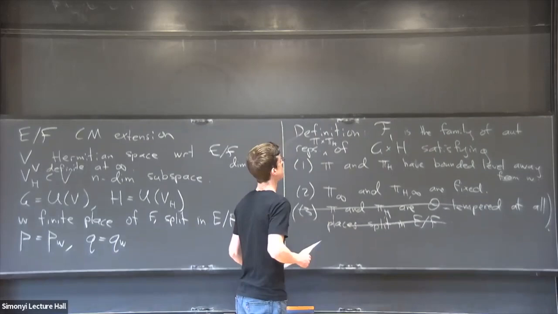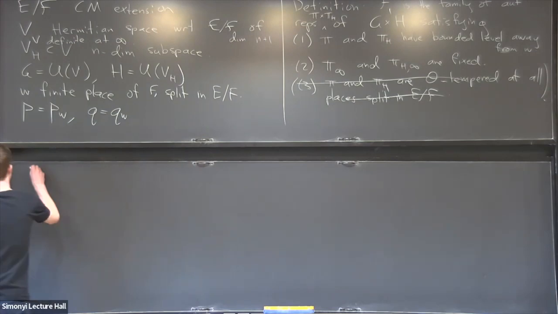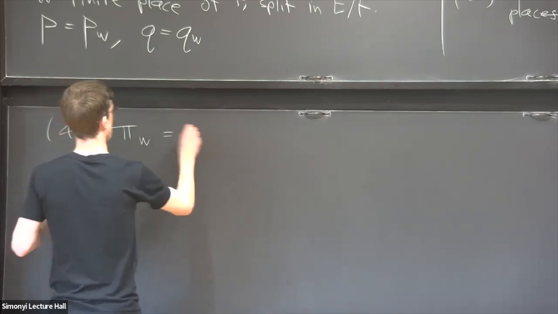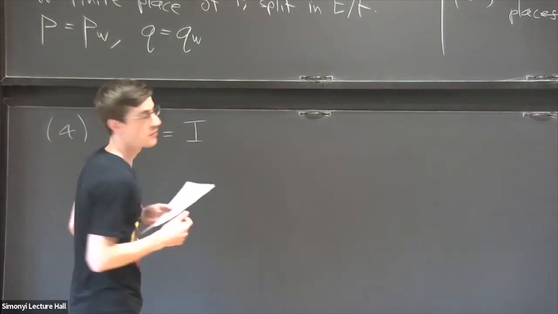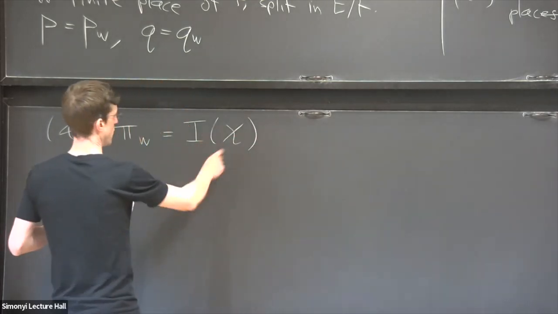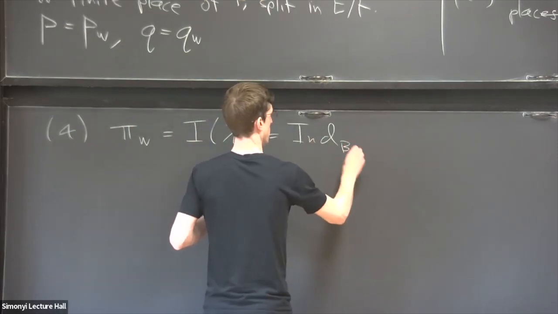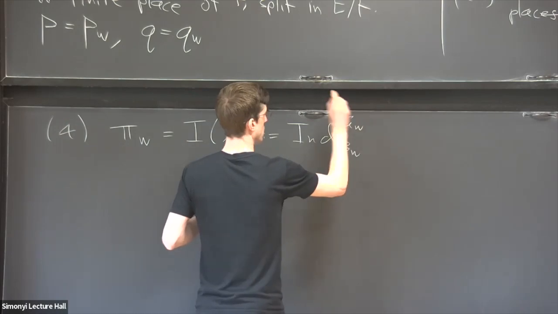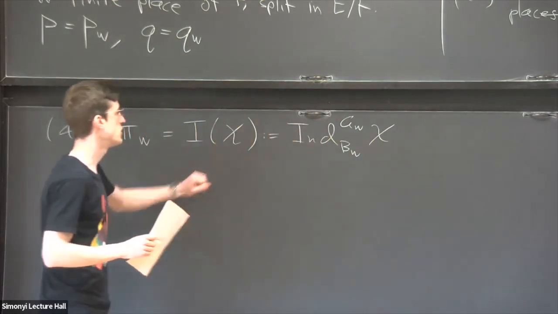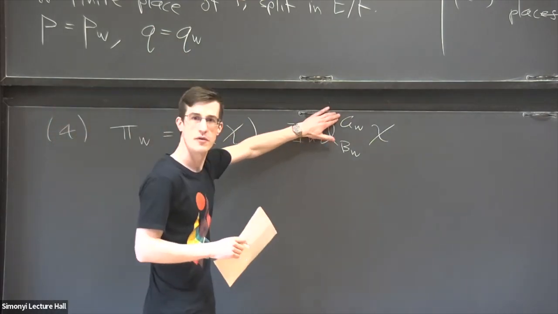And then the last condition is sort of where the action happens. So at W, both local factors are going to be principal series representations. So I'll denote this by pi of chi. This is the induction from a Borel at W to GW of a character, and this is unitary induction. Of course, W is a split place, so this is just isomorphic to GLN.